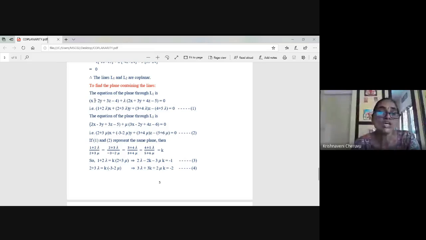Now, let us find out the plane containing the lines. Okay, just now you arrived at this point that the lines are coplanar, means they are lying on the same plane. Now you're going to find out that plane in which these two lines are there. Now, first of all, the equation of the plane through the line L1 is pi 1 plus lambda pi 2 is equal to 0. This you know very well. So from which you write the equation of the plane, means ax plus by plus cz plus d is equal to 0. This is the general equation of the plane.